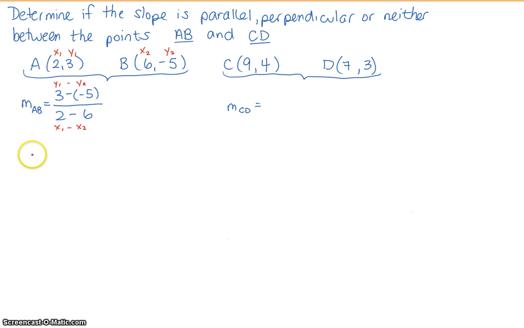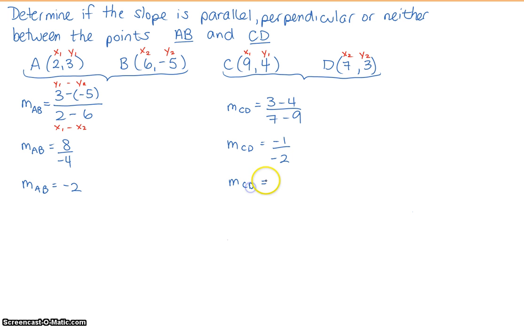If I do the same thing for the second set of points, x1, y1, x2, y2, so 3 minus 4, 7 minus 9. Negative divided by negative becomes a positive, so we get this.